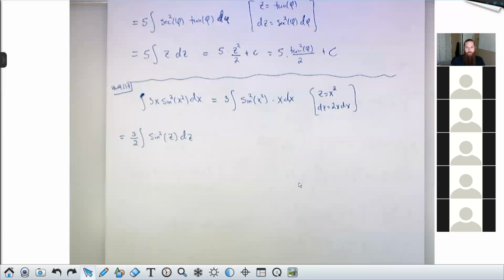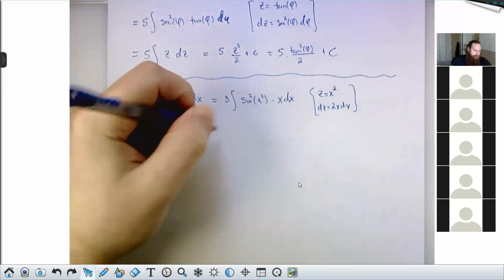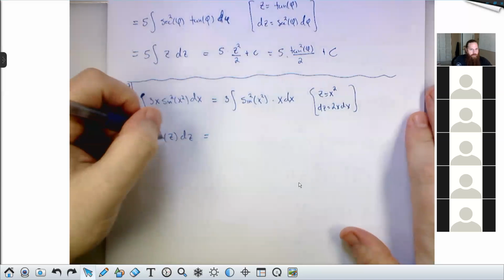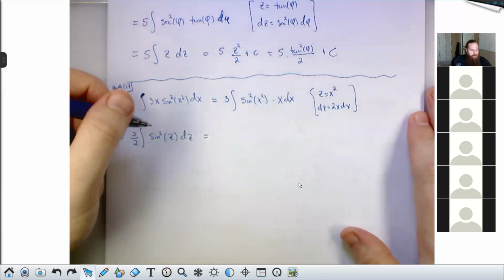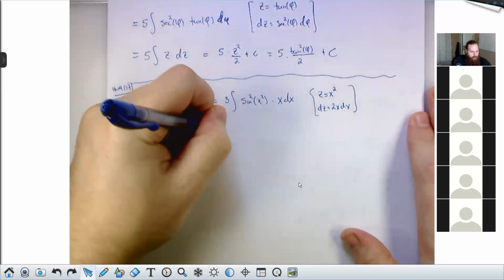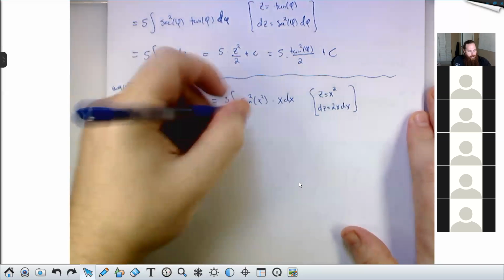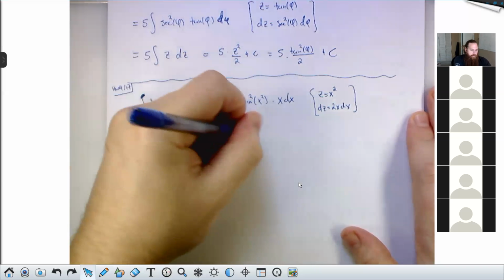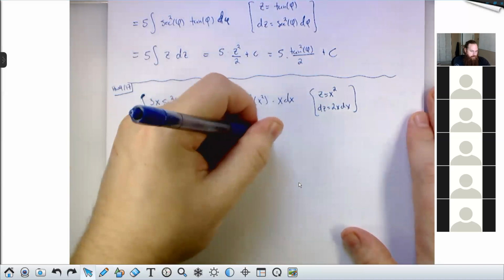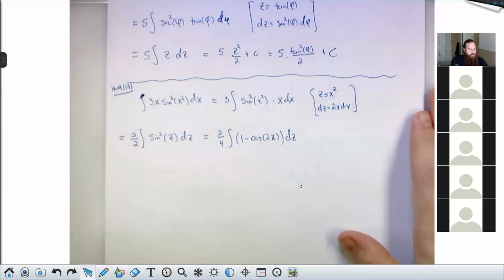Think of half angle formula? Yeah, good, half angle. So sine squared z is 1/2 times 1 minus cos 2z. So this 3/2 will become a 3/4 because there's a 1/2 coming from the identity. And then I'll have 1 minus the cos of 2z. So here I'm using the half angle identity for the sine function.